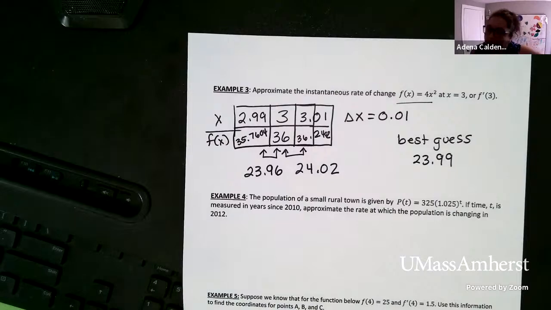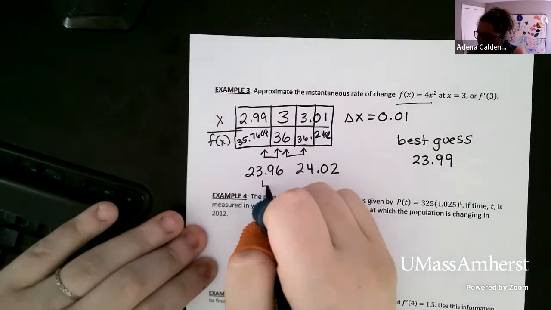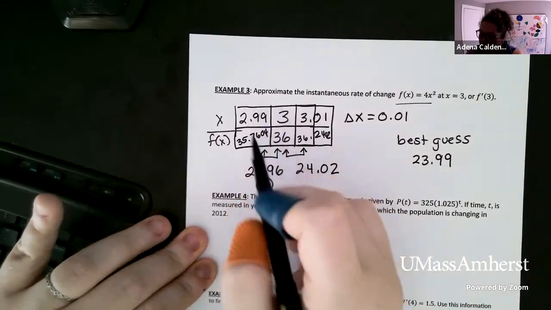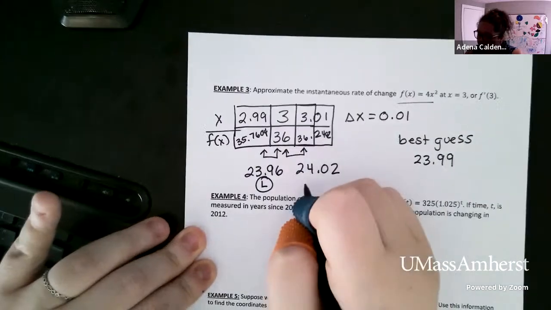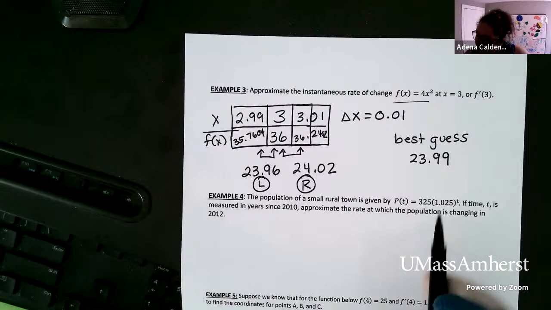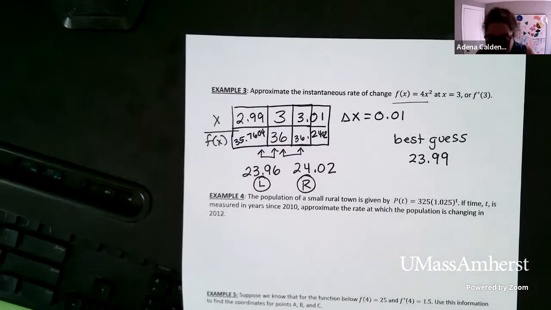Now, there's three different calculations that happened here, okay? There's the left-hand approximation, which is when I used the average rate of change to the left. There's the right-hand approximation, and then there's the best guess.